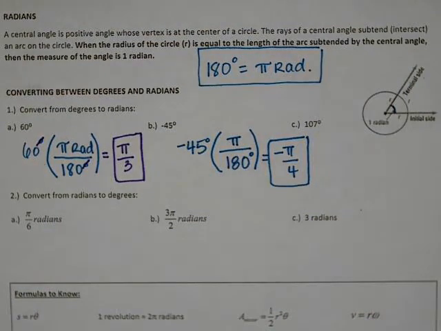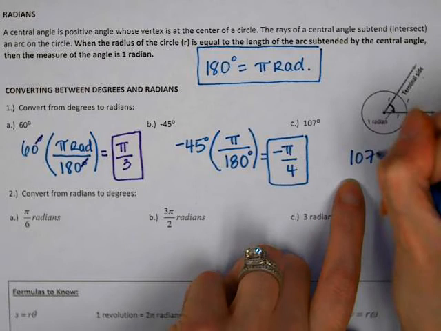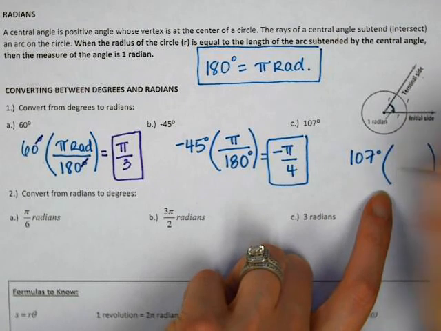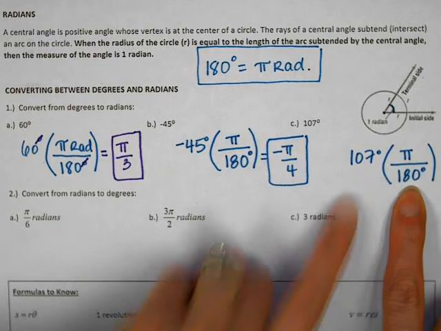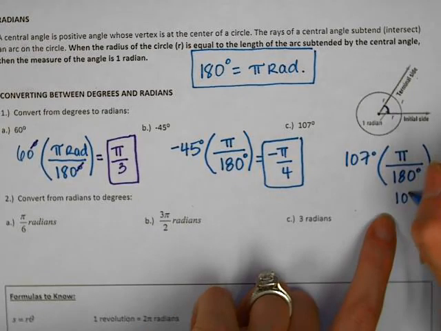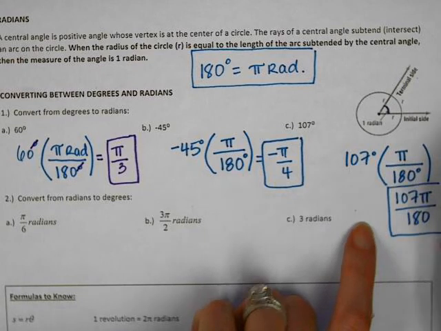Okay, and then C, same thing. 107 degrees converted to radians. The conversion is that there's pi radians in 180 degrees. I don't think this reduces at all, so you would leave your answer as the fraction 107 pi over 180. That's in radians.